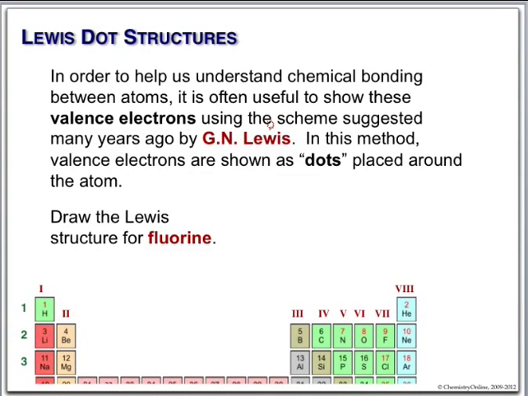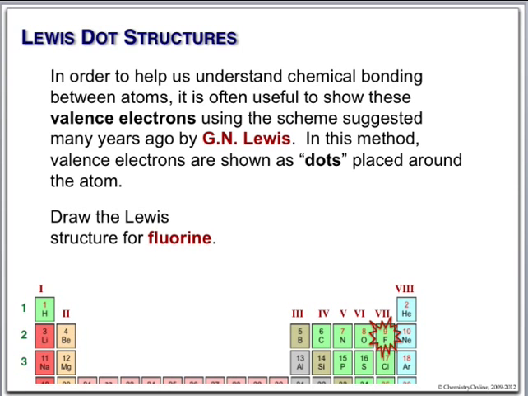Fluorine, once again, over here, is in our 7th group and in the 2nd period. Go ahead and write it. Start with an F in the middle. You're only interested in the valence electrons. How many does it have? Well, let's count. 1, 2, 3, 4, 5, 6, 7.